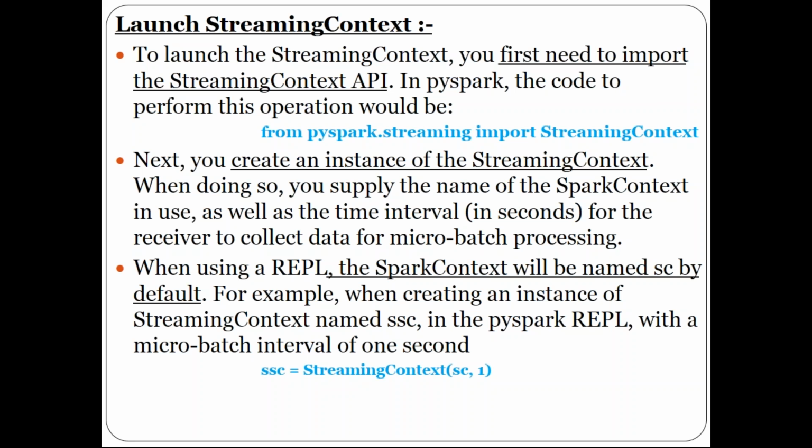Once this streaming context API is imported, you have to create an instance. The reason you create an instance is you assign the variables to that instance. When doing so, you supply the name of the Spark context in use, as well as the time interval in seconds for the receiver to collect data for micro batch processing. This is what I explained in the earlier slide. We are doing batch processing with a time interval of 2 seconds. Here, that sc,1 means you are telling the receiver to receive data every 1 second.